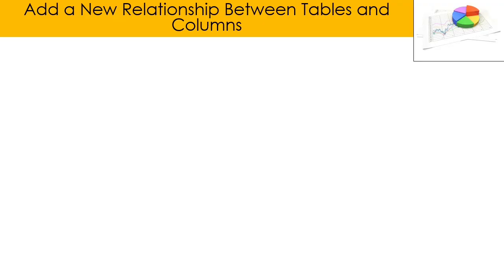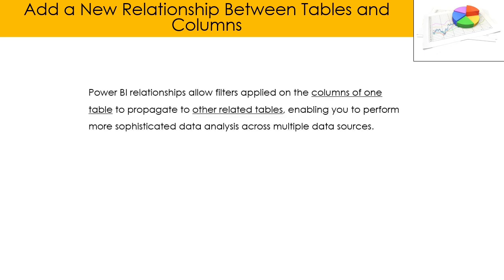Add a new relationship between tables and columns. Power BI relationships allow filters applied on the columns of one table to propagate to other related tables, enabling you to perform more sophisticated data analysis across multiple data sources. Filters will propagate so long as there is a relationship path to follow.